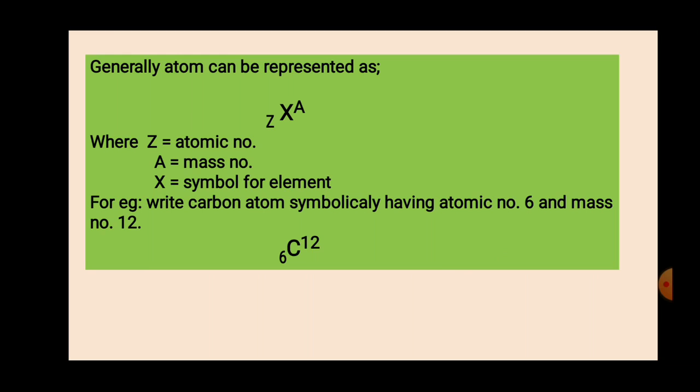An example is given. Write a carbon atom symbolically having atomic number 6 and mass number 12. So how should you write it? That is carbon with 12 and 6. 12 is the mass number, 6 is the atomic number, and the carbon symbol is C.